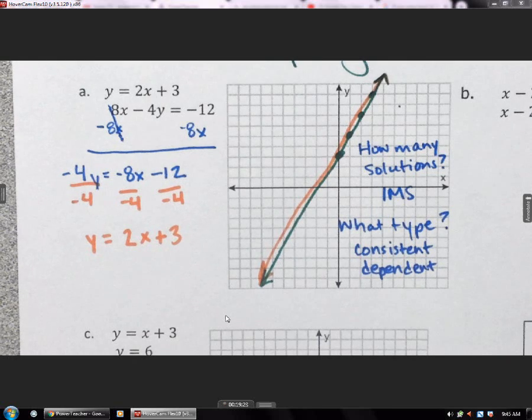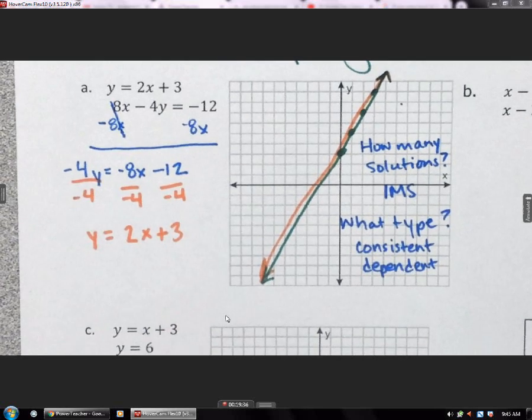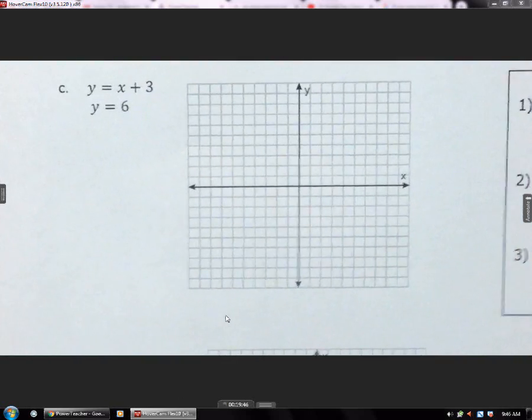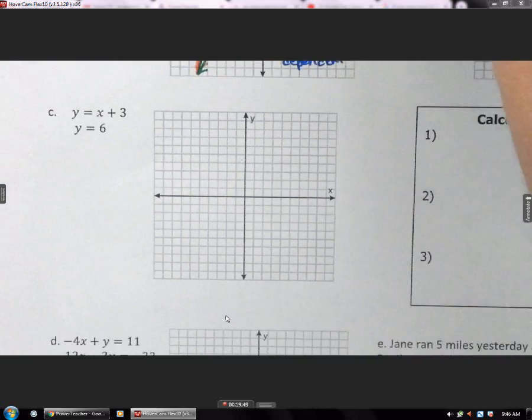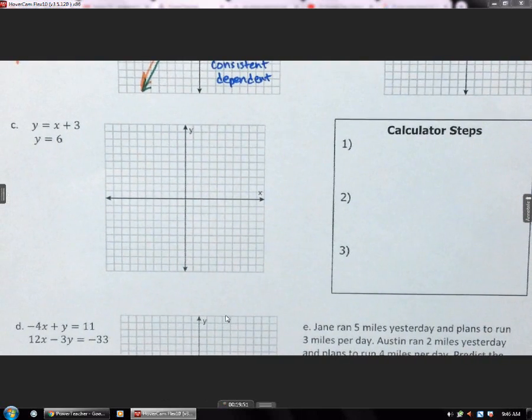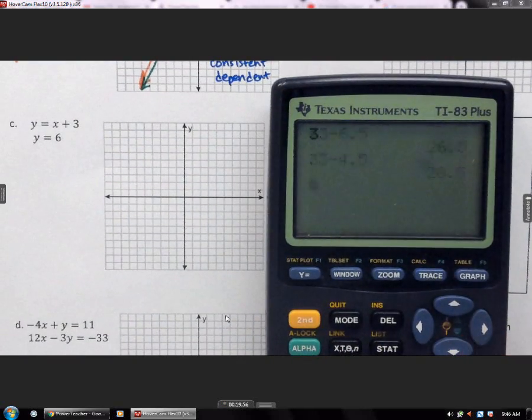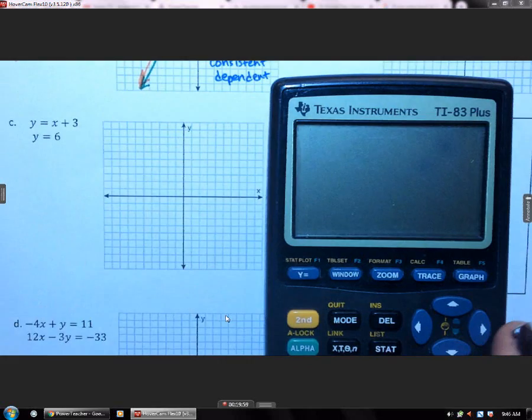Okay, well, I don't know about you guys, but I don't really want to graph all these by hand. I mean, does anybody really want to graph these by hand? You can graph them by hand if you want to. But the problem is, sometimes you're going to get decimal answers and it won't always work. So, I'm going to teach you how to do this on the calculator. So, let's skip B for now. Let's move down to C. And I'm going to give you some calculator steps here. So if you don't have a calculator, get one.